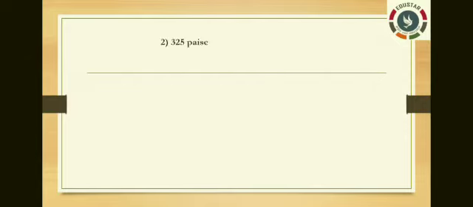Next example, 325 paise changed into rupees. So 325 paise is equal to rupees 325 divided by 100. The answer is rupees 3.25, that is 3 rupees 25 paise.